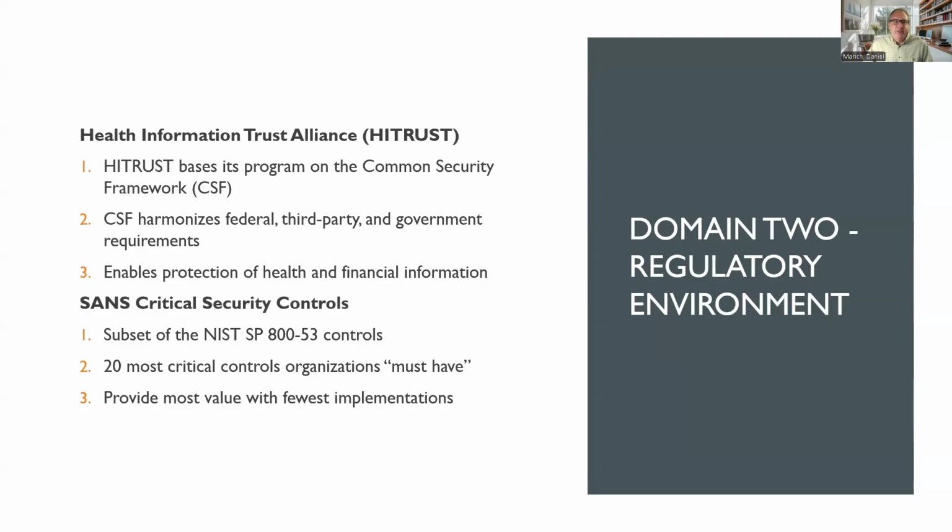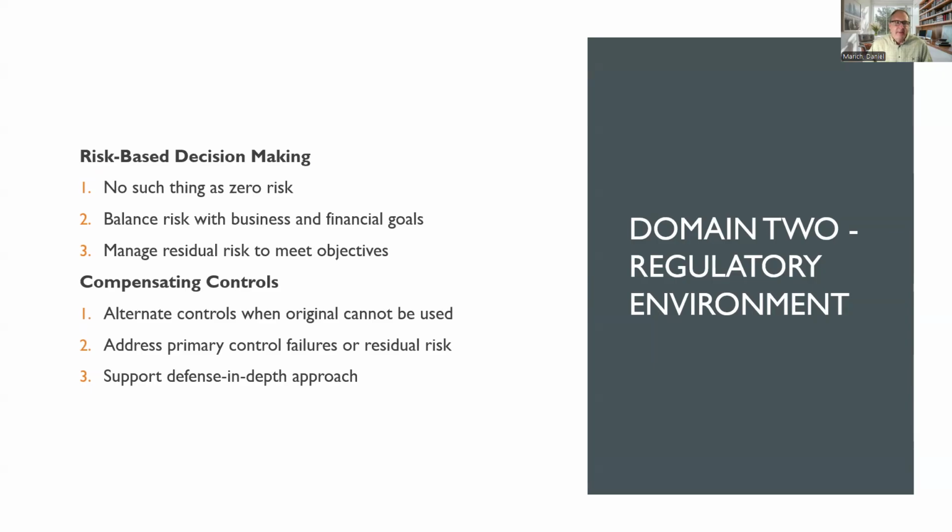Okay, and then HITRUST, all right? Be familiar with the Health Information Trust Alliance, which bases this program on the Common Security Framework and harmonizes federal, third-party, and government requirements. Know the SANS critical security controls, a subset of the NIST SP 800-53 controls. Just be familiar with that concept. It's basically the 20 most critical controls that organizations must have.